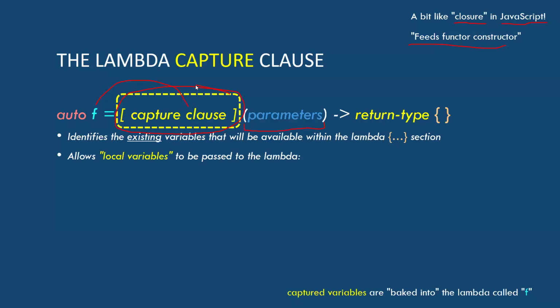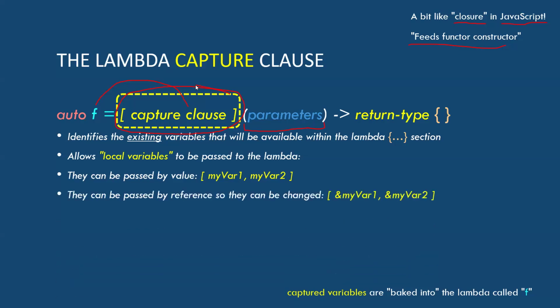So we're essentially allowing local variables to be captured and put in the constructor, okay? And the way we're going to do it is just by listing them. If you have a variable in your local scope where you're writing the lambda, you just list it out. Like, I want to pass my var1 and my var2 to the functor constructor. So that's what goes in there, and those things become kind of like constructor arguments.